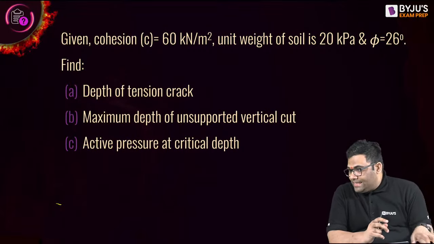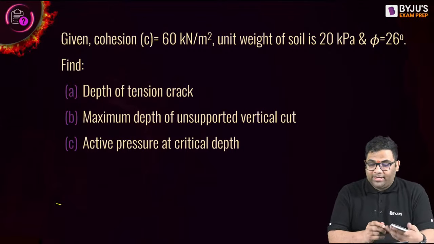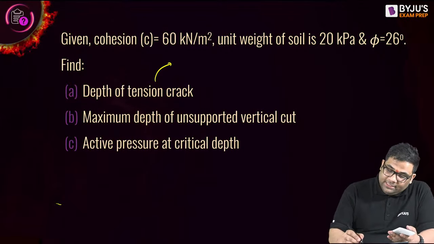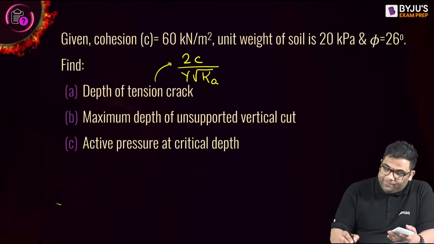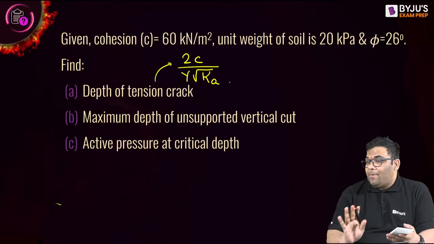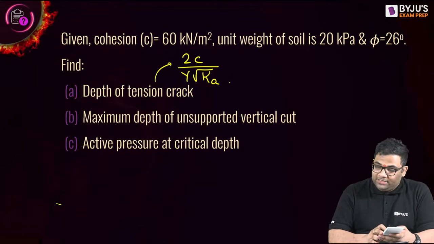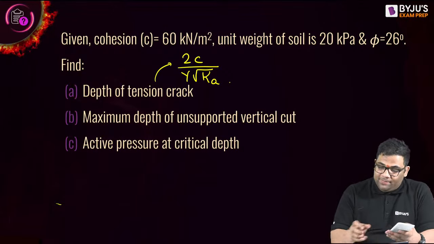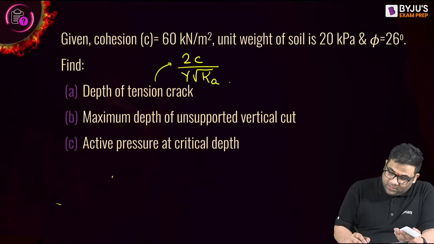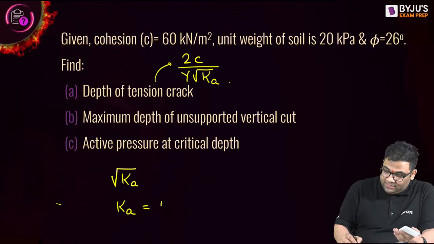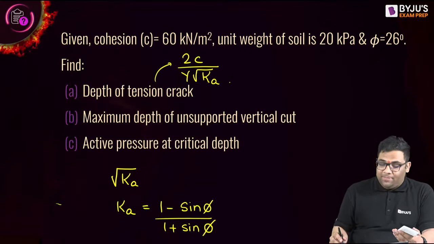Okay, first answer is 9.602. Very good. This answer is simply 2C by gamma root Ka. So this will be equal to 2 into C, which is 20, divided by, first of all, what is root Ka here? Ka is 1 minus sin phi by 1 plus sin phi.